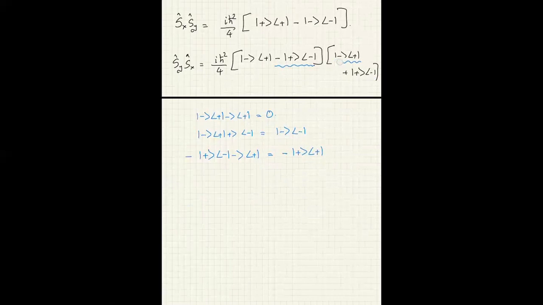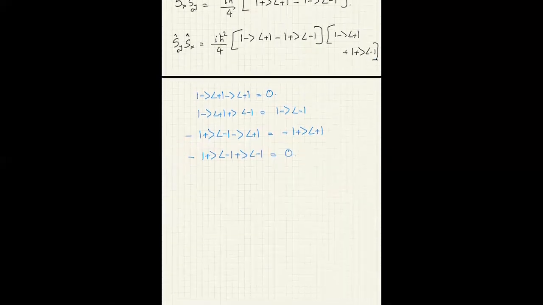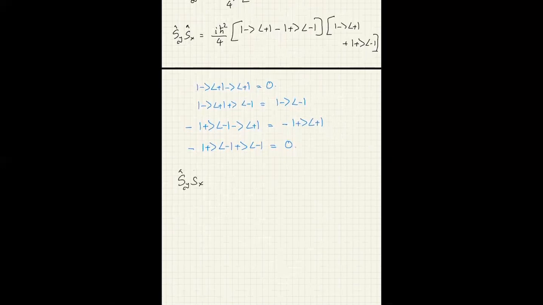And the last multiplication that I have to do is this and that. So this would be equal to minus plus minus plus minus, and the overlap of minus plus in the middle is equal to 0. So this is 0. Okay. So those are the 4 terms I get out of this multiplication. So I can write SySx, excuse me, as i h bar squared over 4 times minus minus minus plus plus.